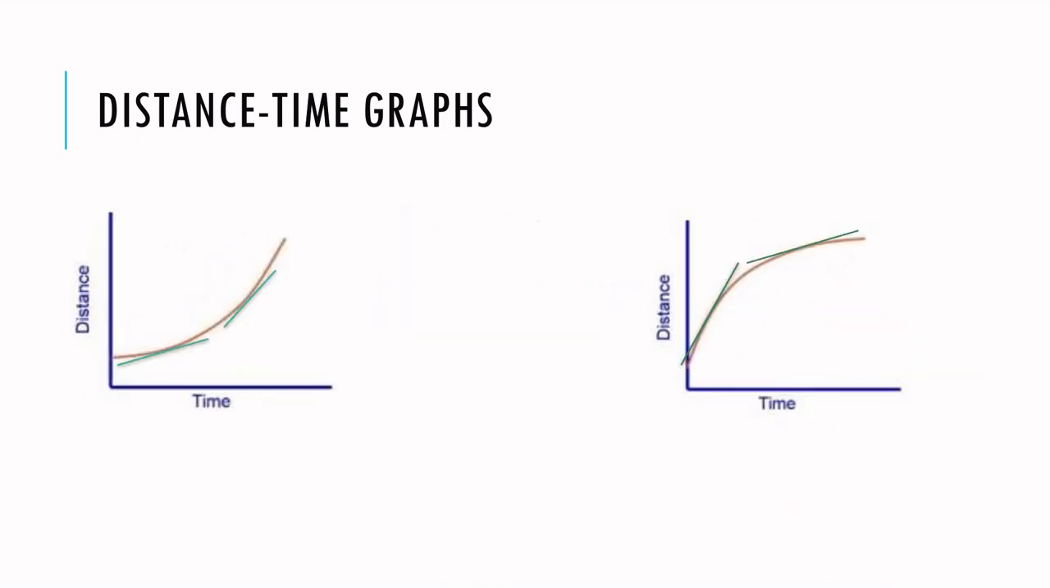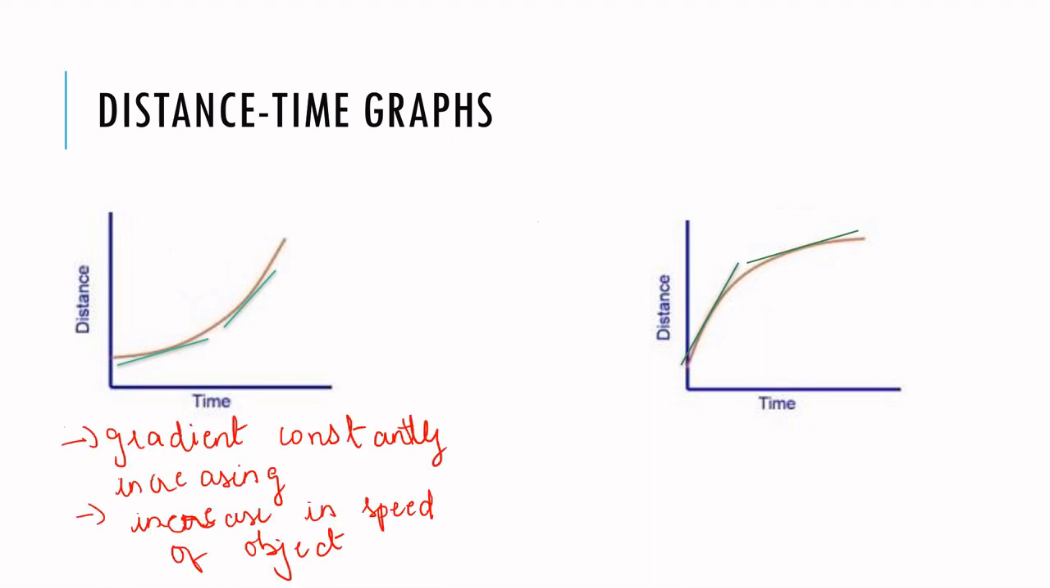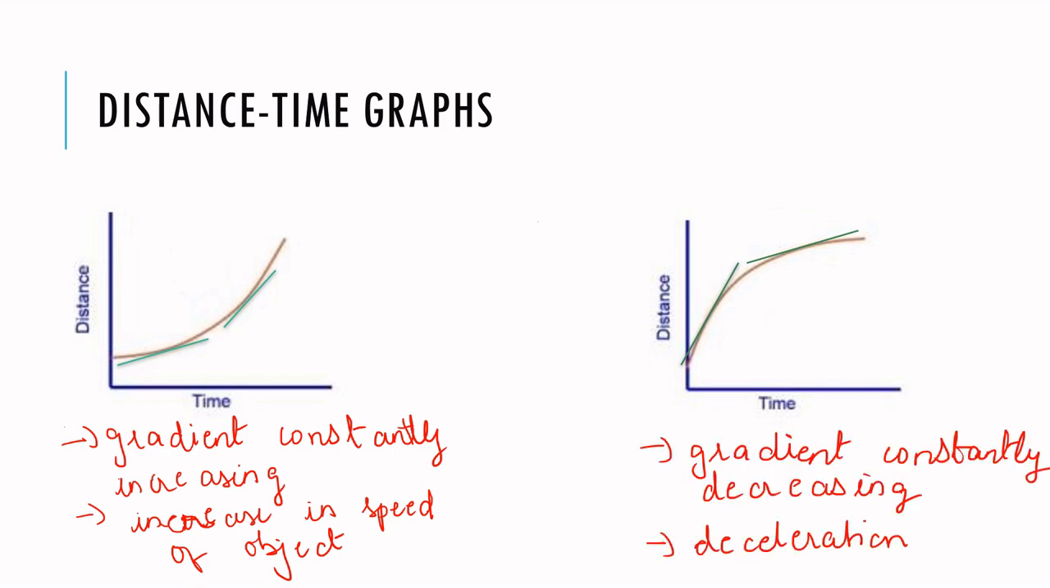Now let us look at these two images. In these images, the graphs are curves, meaning that the slope is not constant. This means that the speed is changing and the graph shows acceleration. In the first one, the gradient is constantly increasing, meaning the speed is constantly increasing, showing acceleration. Alright, now let us look at the second one. The gradient is constantly decreasing, meaning that the speed is constantly decreasing, and this graph shows deceleration. This is a summary of everything that was discussed in the slide.